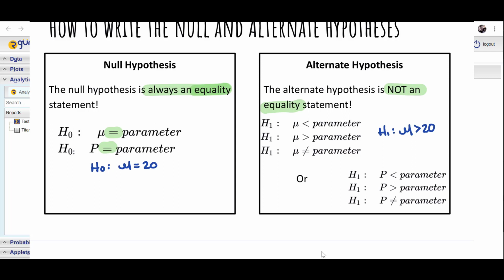So in that case, I would use the greater than symbol. But notice the numbers on the right-hand side of each of these statements should be the same. They should match up. Now, you use less than if you think it's less, greater than if you think it's greater. And if you just think that it's different and there's no specification on how it's different, whether it's less than or greater than, you use a not equal to sign. And if you're testing a proportion, again, you use p's instead of mu's.